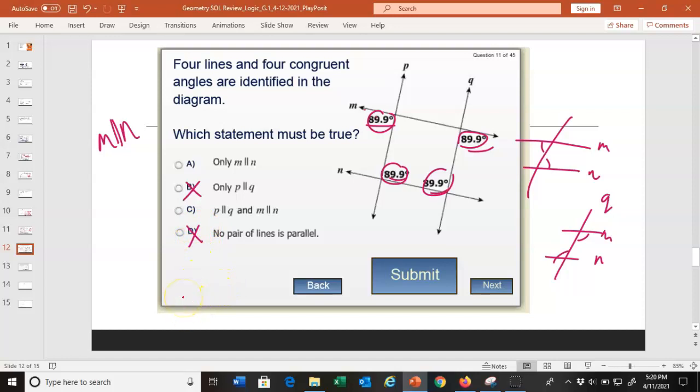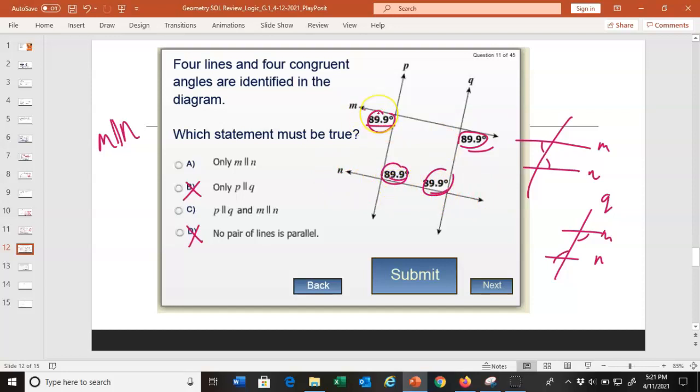So let's see if P is parallel to Q. Let's go to P. They both have angle measures on them. That's good. So now you're looking left to right, right, or up and down. We're looking at these two angles, and looking at M being a transversal and N being a transversal.